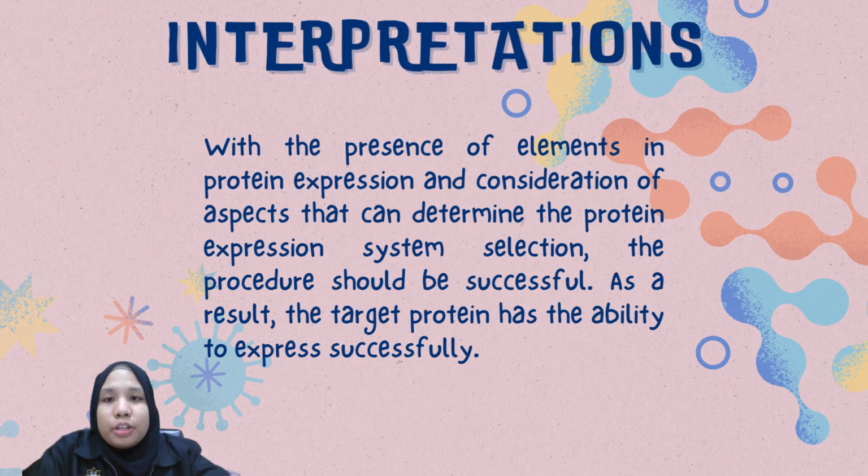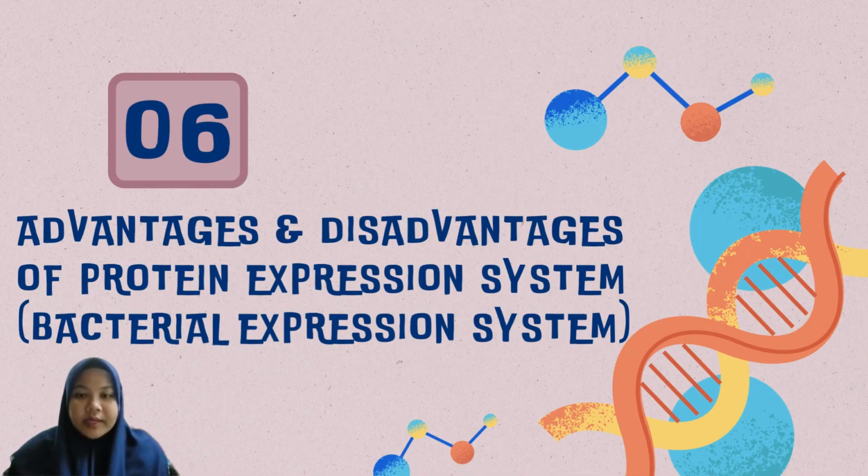After that, with the elements of protein expression present and consideration of the aspects that determine the protein expression system selection, the procedure should be successful. Therefore, the target protein has the ability to express successfully. Next are the advantages and disadvantages of the protein expression system, which are specific to the bacterial expression system.